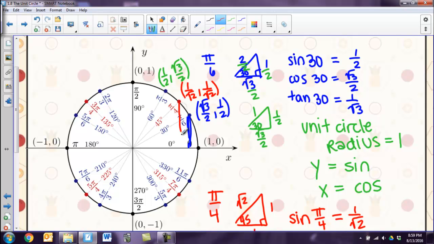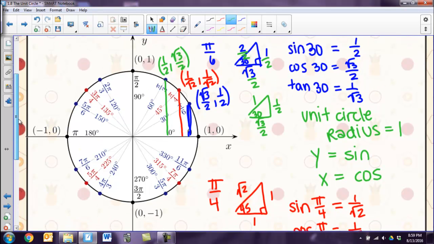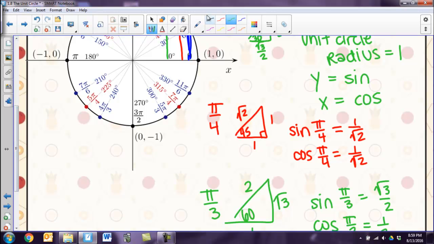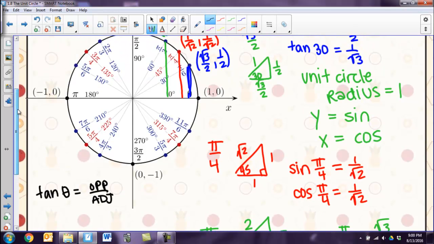And again, all I did was technically drop an altitude down and then play the regular special right triangles game. Okay, now the one thing that we didn't figure out with these coordinates is where's tangent fitting in? And I'm just going to tell you right now that tangent, when you think about it, is going to be your opposite over your adjacent. So if tangent is equal to opposite over adjacent, which we know in my triangle on this whole unit circle is going to be equal to the y value of the point over the x value of the point.